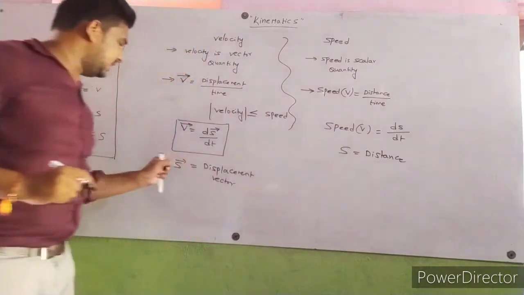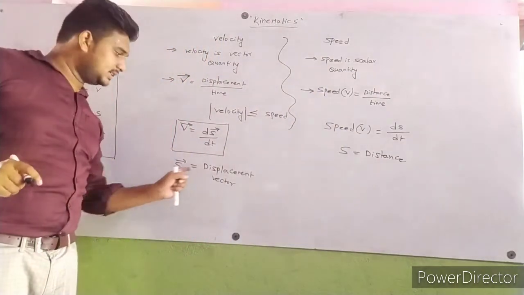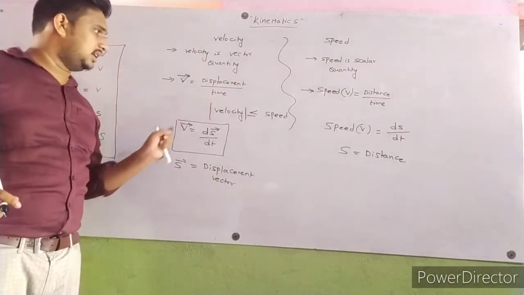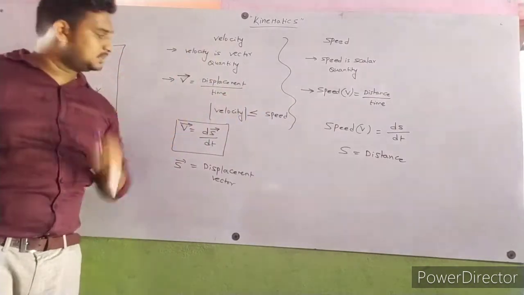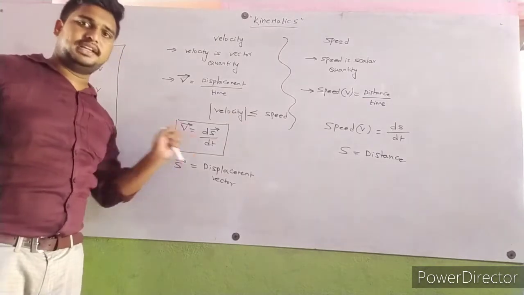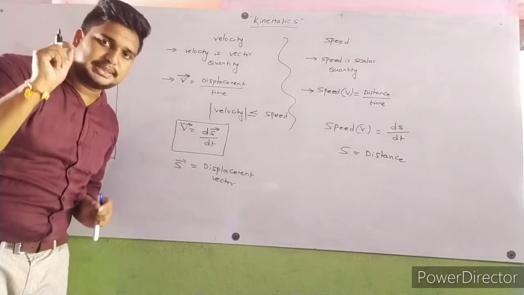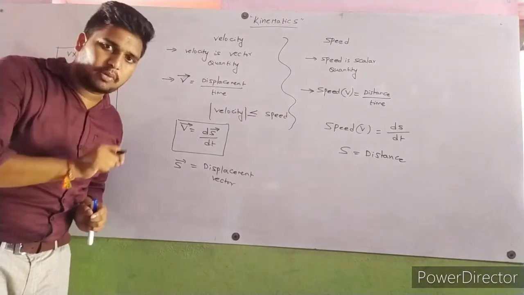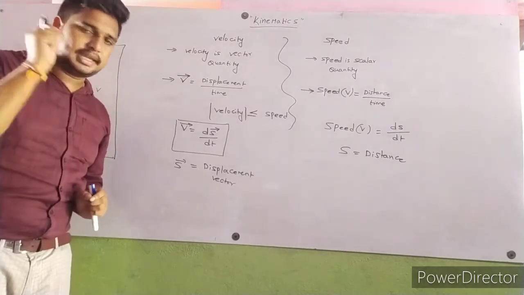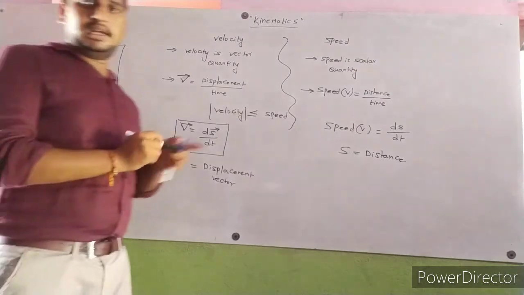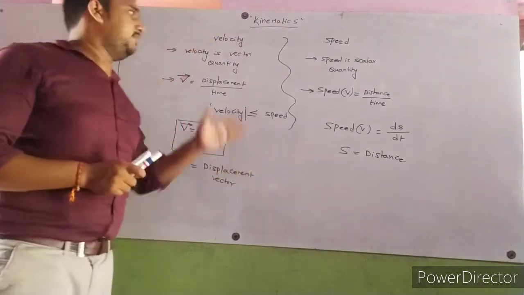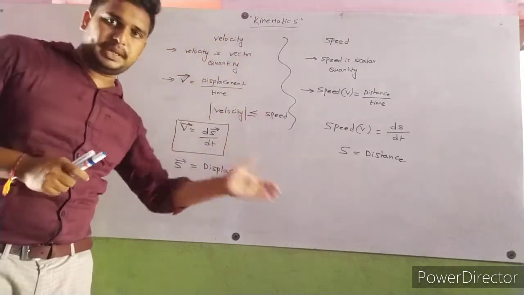If you take s bar, that is a vector quantity. Distance is a scalar quantity. Here velocity is a vector quantity and v is a scalar quantity. So speed is equal to ds by dt. Velocity vector is equal to ds bar by dt. A vector must be indicated with an arrow mark on its head. Okay, this is about velocity and speed. Next, we will discuss types of speed and types of velocity.